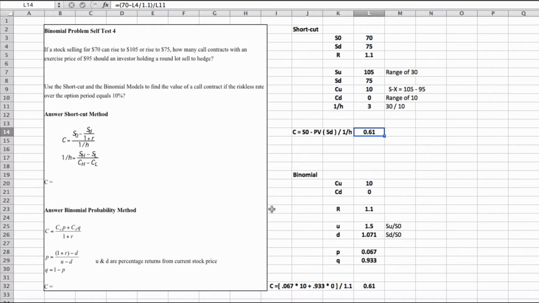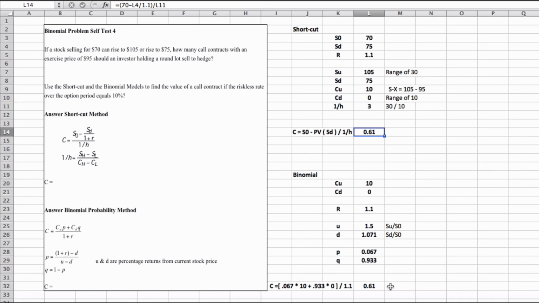The binomial, just plugging in your 10 times your binomial probability, how do you calculate that? Well, R minus D divided by U minus D. And P would be about 6.7%. Q is the remainder, 93.3%. There's no value to the downside call here, so it's just basically P times 10 divided by 1 plus R. Same price, 61 cents.